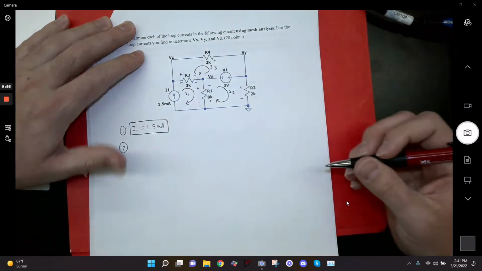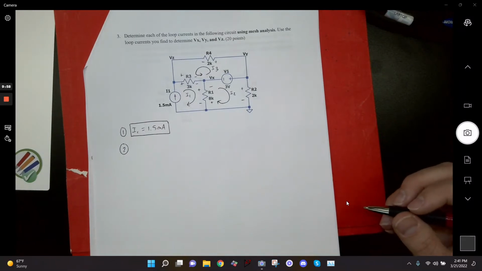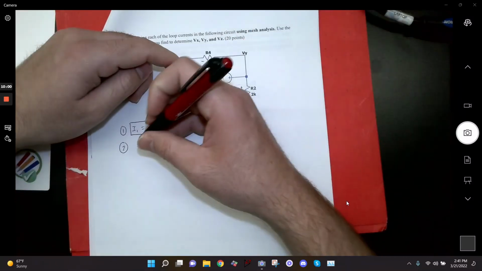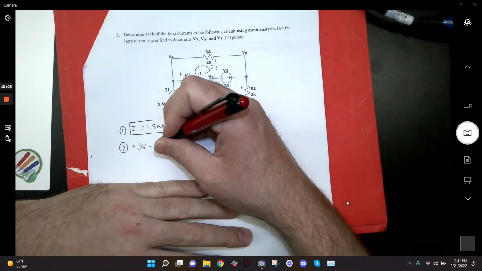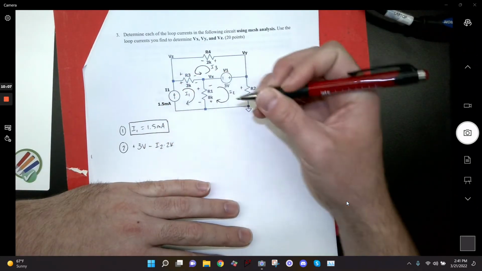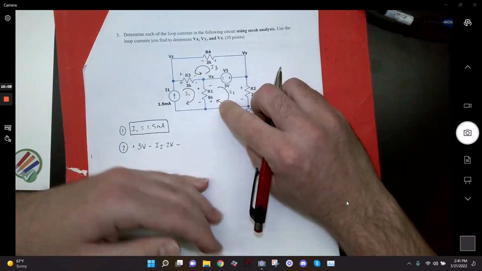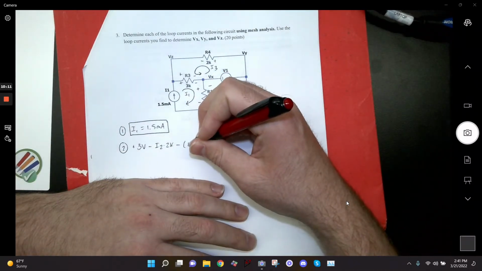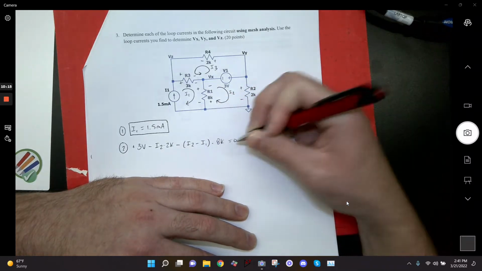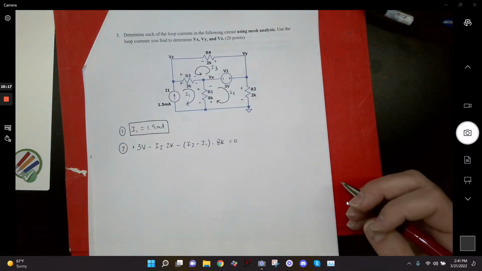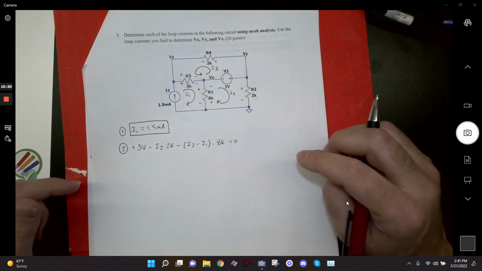My second loop would be I2, so starting across the voltage source, I would say plus 3 volts minus I2 times 2K minus, and then over here I've got I2 minus I1, note, times 8K. Alright, so that's my second equation. Any problems with that equation?